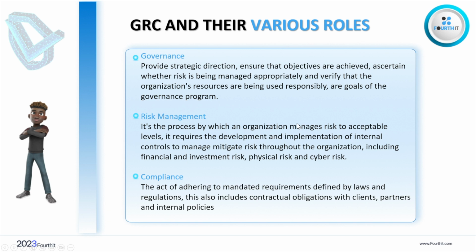Now, governance, we say that governance provides strategic direction. They ensure that objectives are being achieved, ascertain whether risk is being managed properly, and verify that the organization's resources are being used responsibly, and the goals of the governance program are also attained. What is governance in this one? Look at the name of the word, governance. To govern is to manage something.